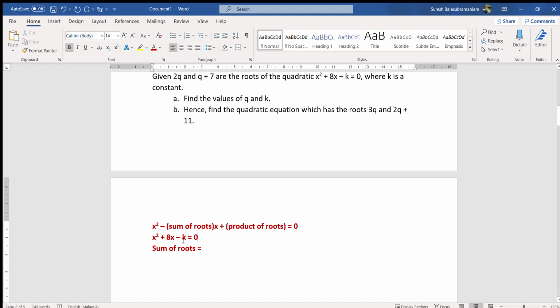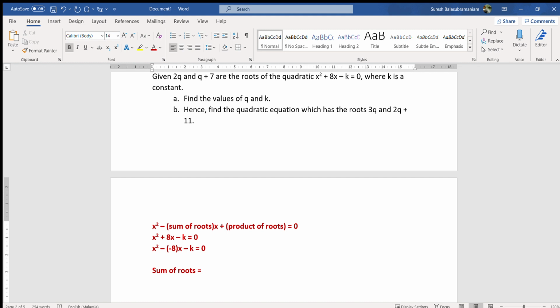So for our sum of roots, we do have a positive sign in the front, so I can make it a negative sign: x square minus negative 8x minus k equals to 0. Okay, so now our sign follows the same as the equation. So we have x square minus, then whatever in the bracket before the x is the sum of roots. So in this case it is negative 8.